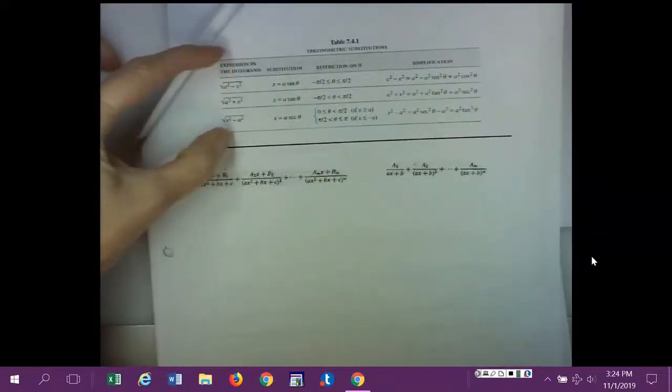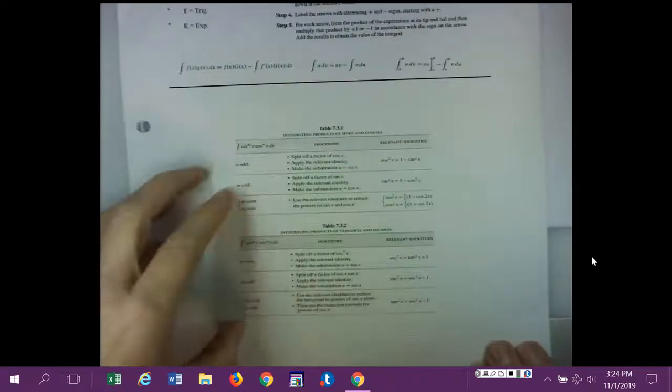The third page of the formula sheet, this table is for the section on trig substitution. So we will not use this table in the section on trig integrals, but the third topic of trig substitution. This last little section is the final section, partial fraction decomposition. But we are going to go back and focus mainly on the trig integrals.